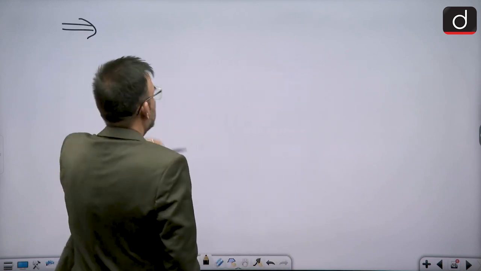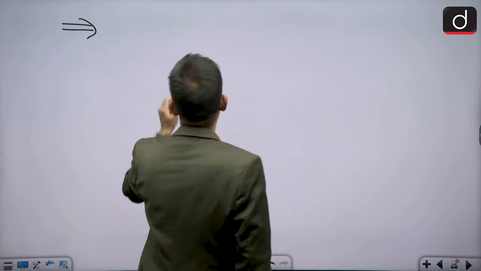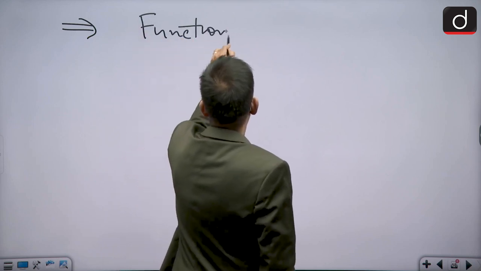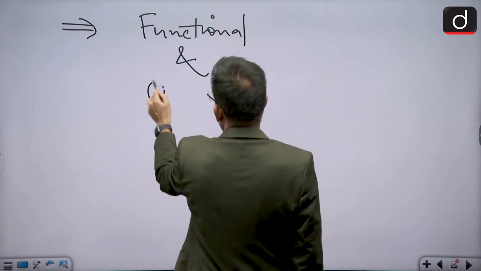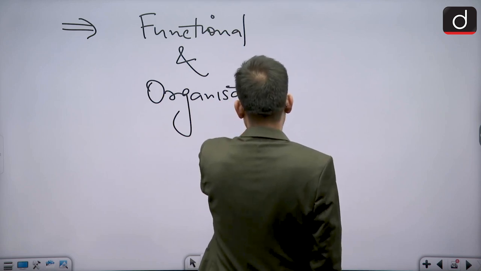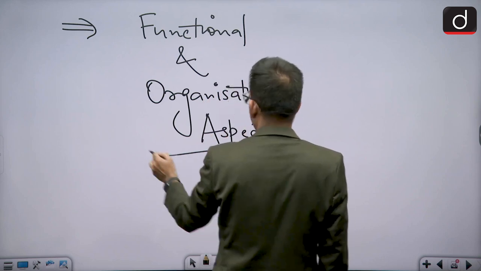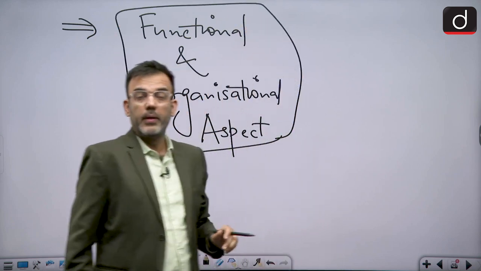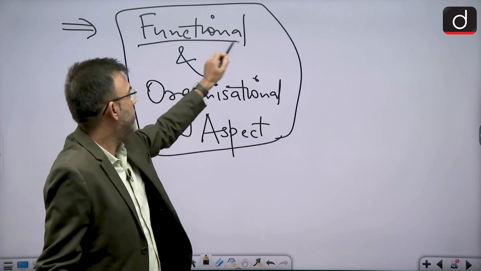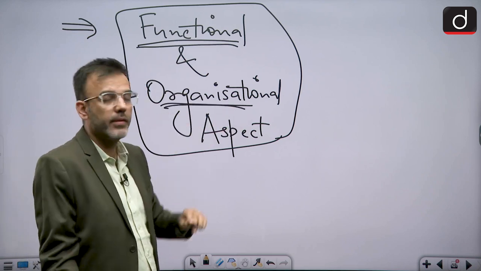Differences should also include one very important aspect, that is the functional and organizational aspect. What does it mean? SAARC and BIMSTEC, we differentiate them on the basis of the functional things and the organizational things.